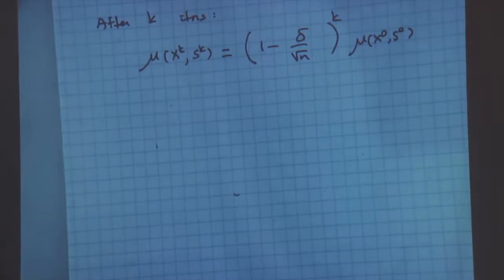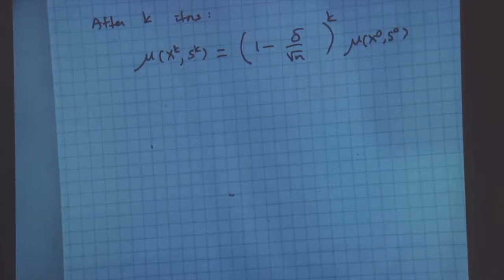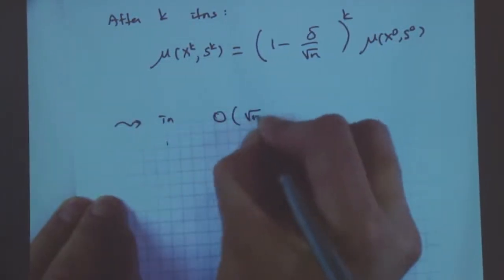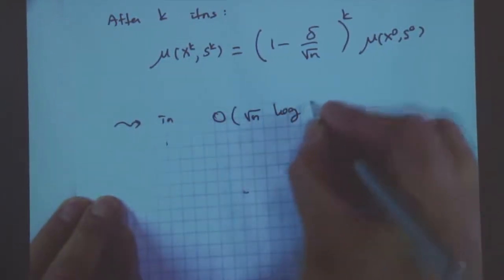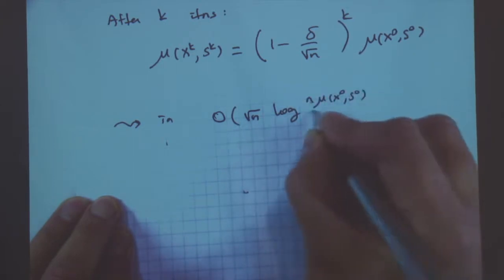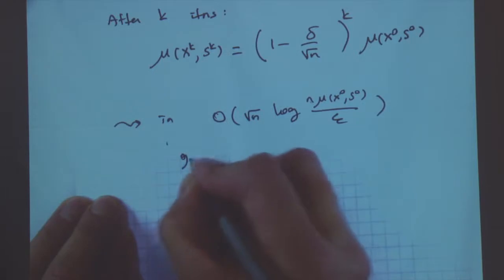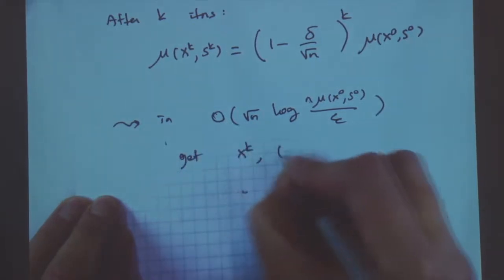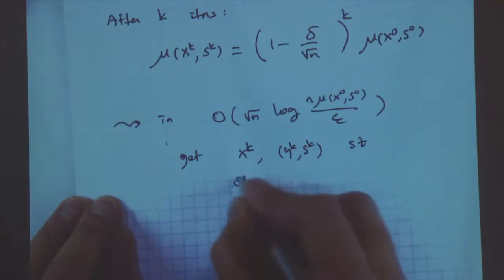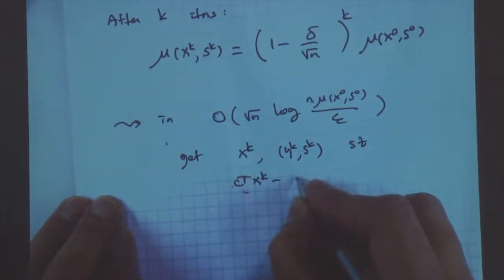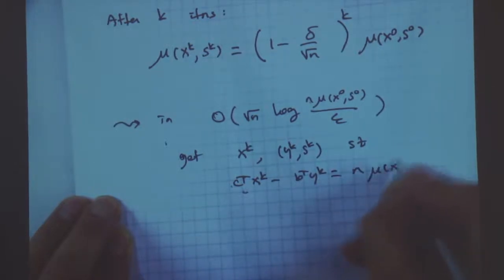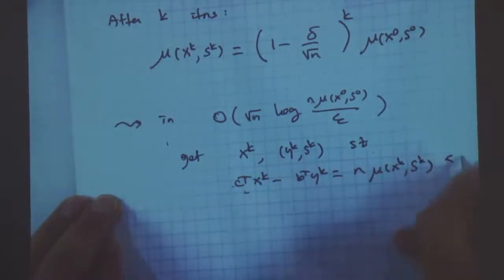Okay? So from here, it follows that in O of square root of n log of n mu of x0 s0 over epsilon iterations, we get xk, yk, sk, such that this is less than epsilon.